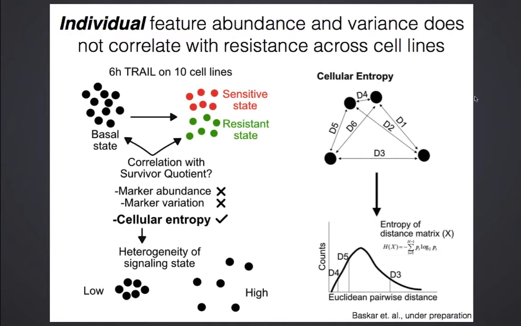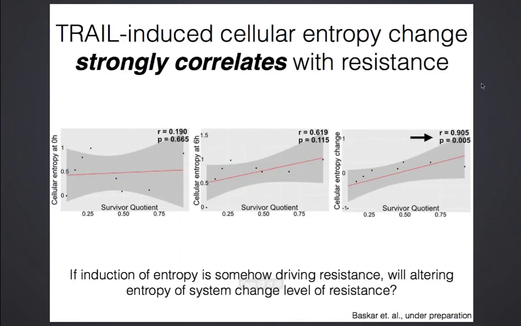Individual marker variance didn't explain it, but it showed interesting trends, enough for us to think about variation on a broader scale. So we came up with the idea of cellular entropy, which captures the heterogeneity of the whole signaling state. Instead of looking marker by marker, we looked across all of our 15 or so signaling markers to ask what the variation is across the whole signaling landscape, not just one marker, but 15 markers. So at a high-dimensional level, what is the heterogeneity of the signaling states? The way we calculated cellular entropy is to first calculate a distance matrix of all our non-apoptotic cells, then calculate the entropy of the distance matrix, and use that as a readout for the heterogeneity of the signaling state. And the very interesting thing is that TRAIL-induced cellular entropy strongly correlates with resistance.